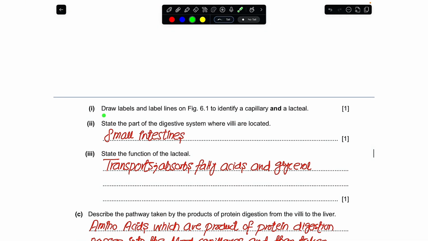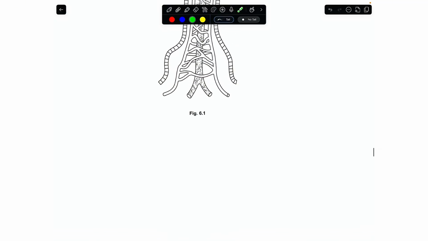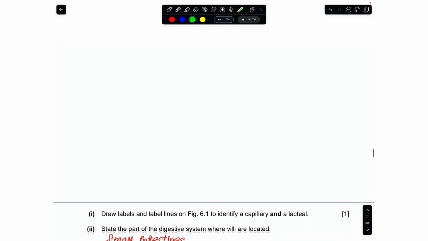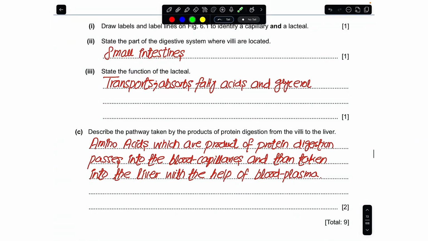They say draw label lines on figure 6.1 to identify a capillary and a lacteal. We have done a lot of questions from this, so at this point I hope you are very clear that these are the blood capillaries. At the center, we have the lacteals. And here we have this epithelial layer, and each cell would be an epithelial cell. So I would go from here, and this would be the capillary. I would go from here, so this is the lacteal. They ask us to state the function of the lacteal. So we know they transport, or you could say absorb, the fatty acids and cholesterol.